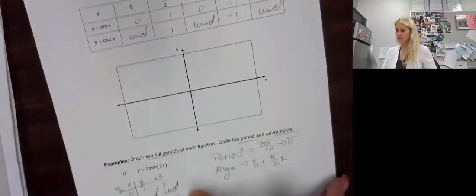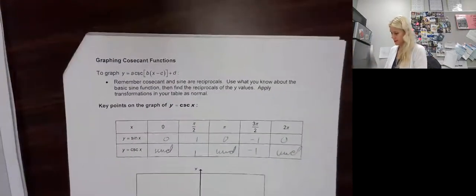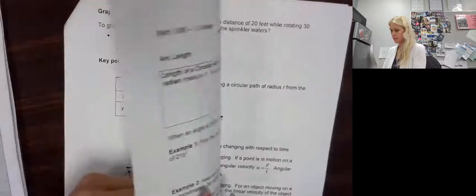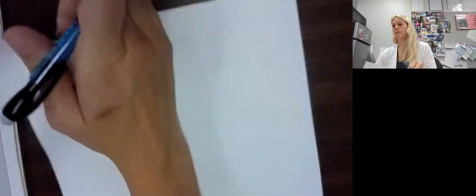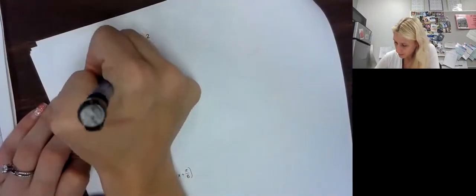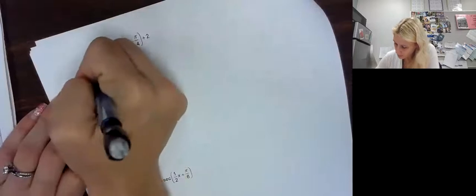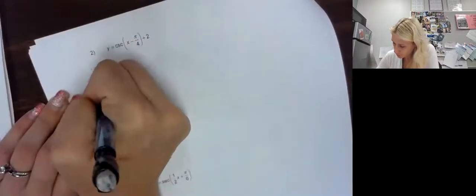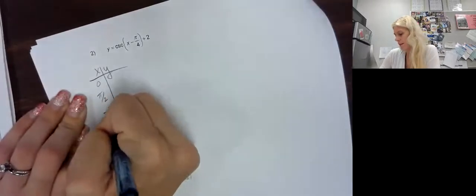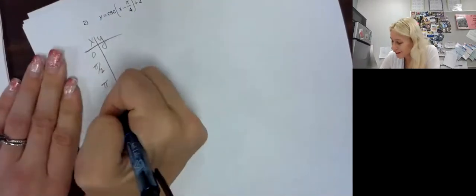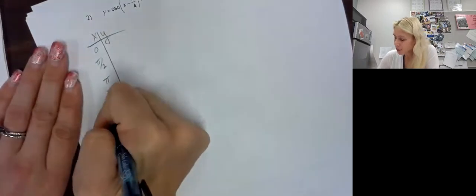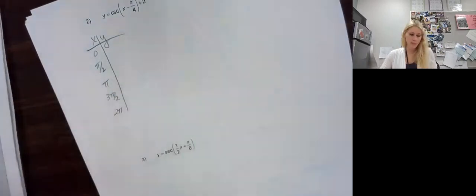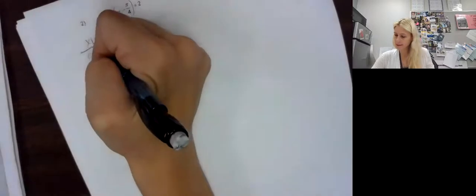All right, next one. Let's do some secant. All right, x, y, we're going 0, pi over 2, pi, 3 pi over 2 and 2 pi. Now let's keep in mind that cosecant is undefined.